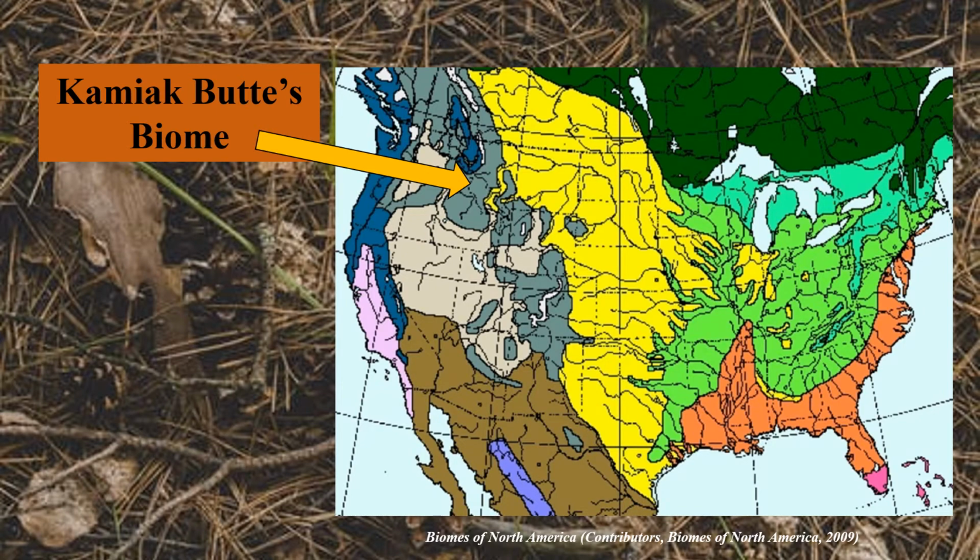Kamiak Butte sits within the marine modified continental macroclimate in the geographic province of the Columbia Basin along the eastern edge of the rain shadow cast by the Cascade Mountains, and is a variation of the western interior shrublands and woodlands biome. Seen in this figure as the dark gray shaded area, this biome is quite unique due to the co-dominance of overstory shrubs and woodlands with understory grasses. The native plants and animals of this region have adapted well to the hot, dry summers and cold, moist winters.